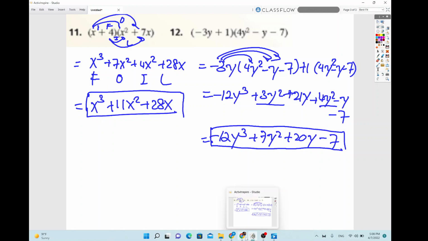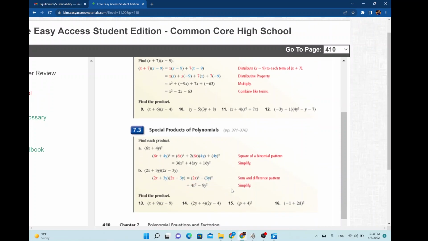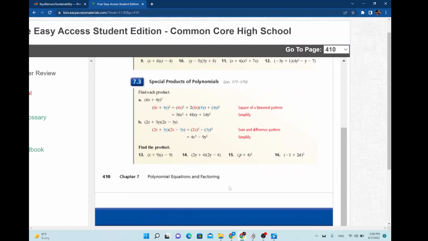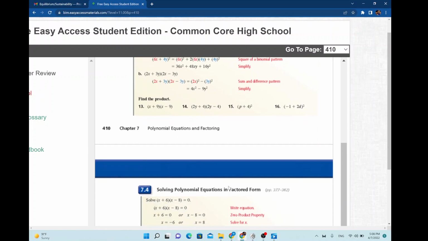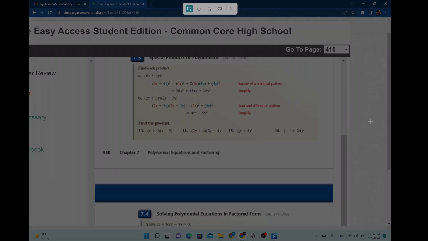Okay, so now let's see what else we have throughout this whole chapter review. The next type of problem, for the next section, 7.3, is about the special products of polynomials. For the special product, we can expand it by using the perfect square trinomial form, or we can use the difference of two squares. I think the difference of two squares would be in one of the other sections. Okay, so let's talk about number 15 and number 16.